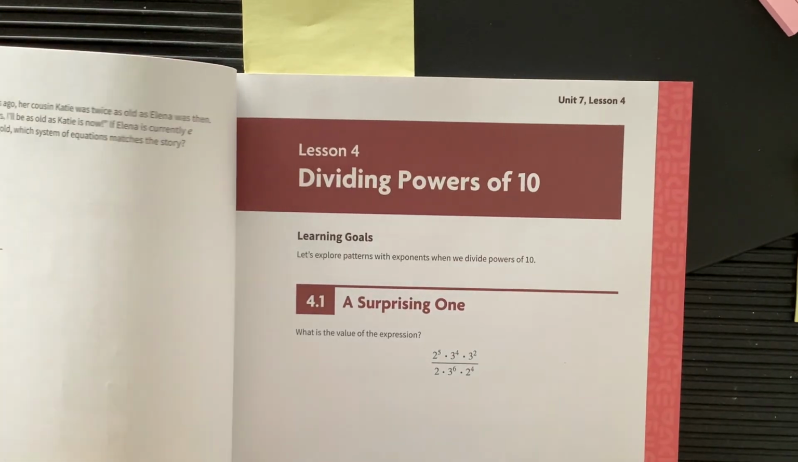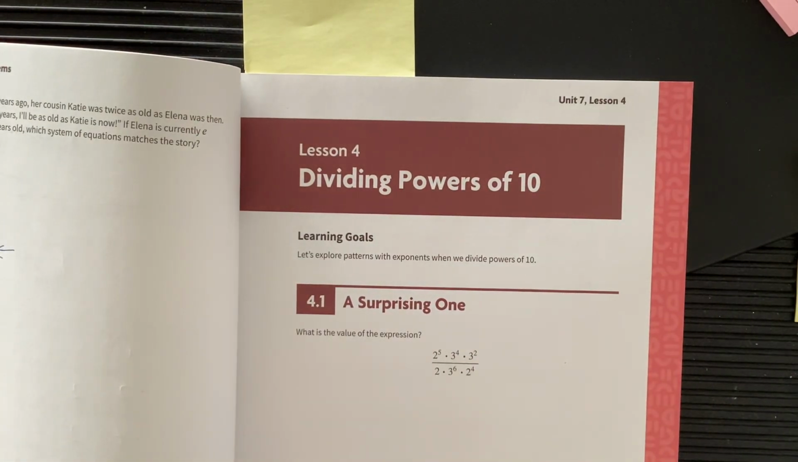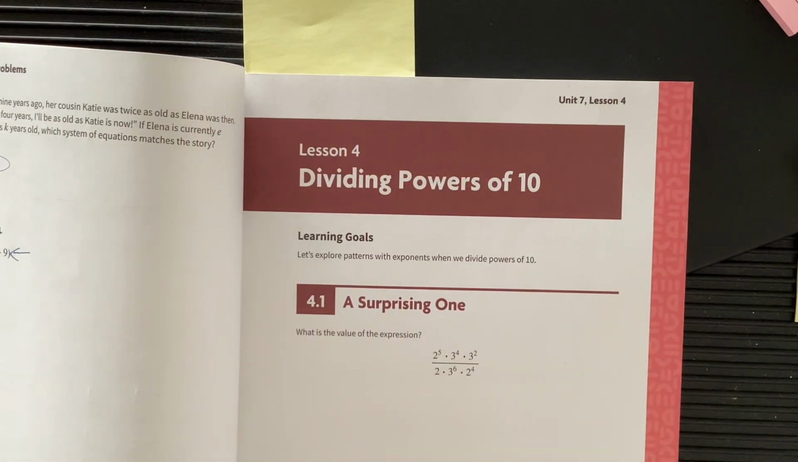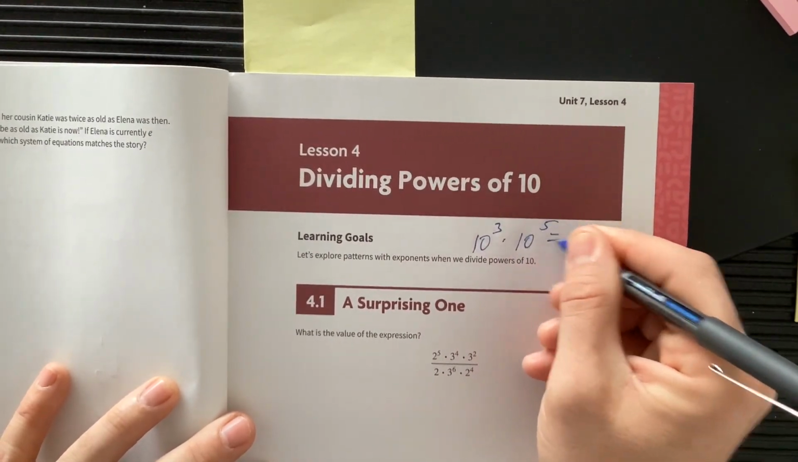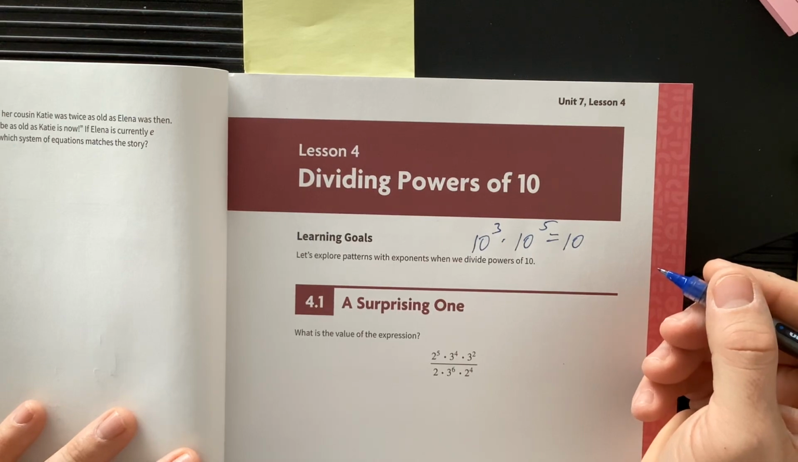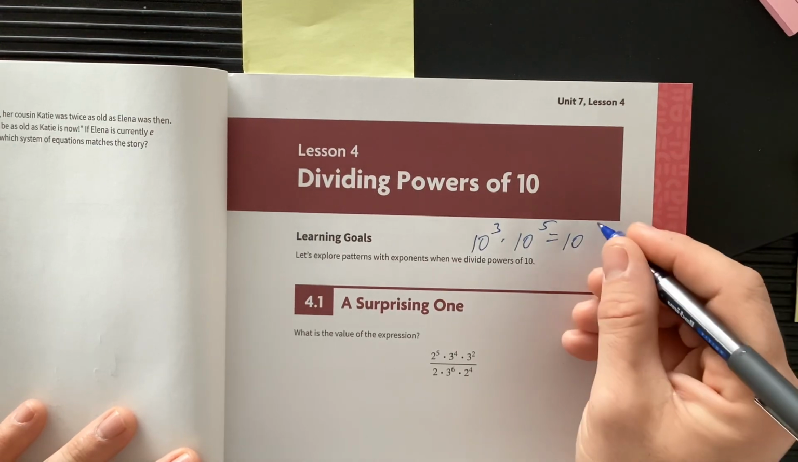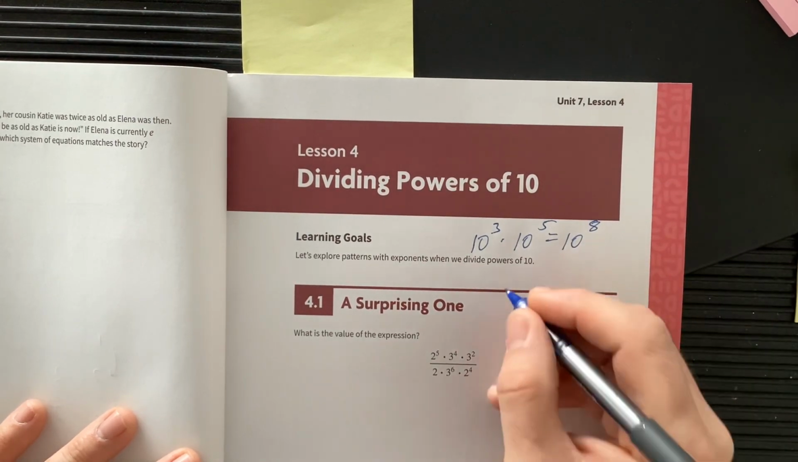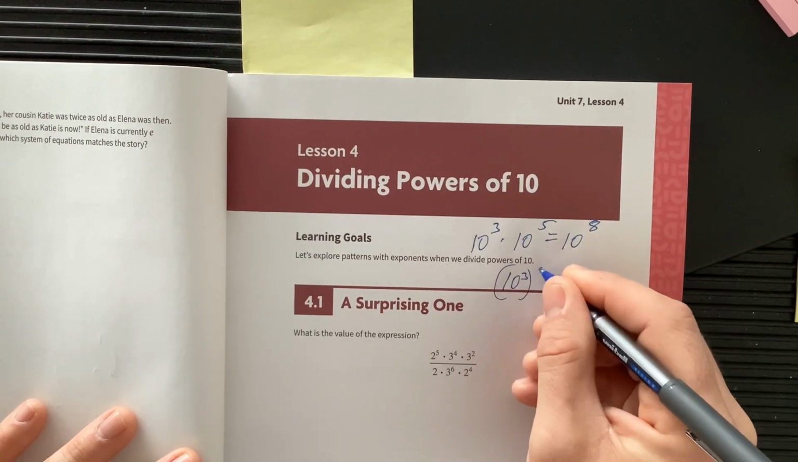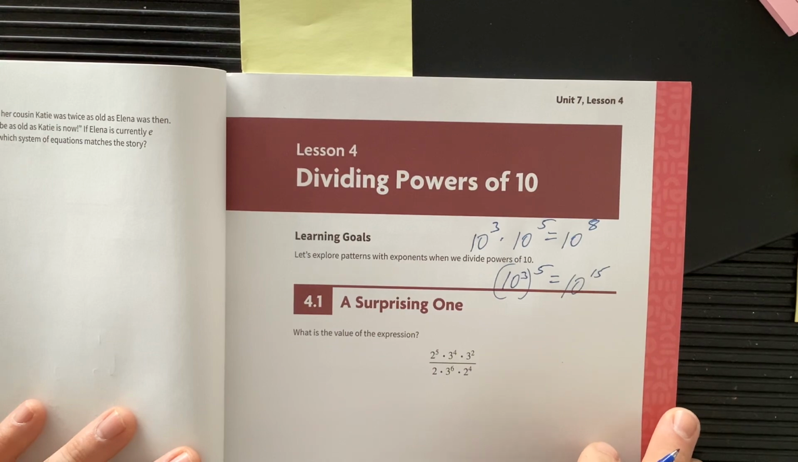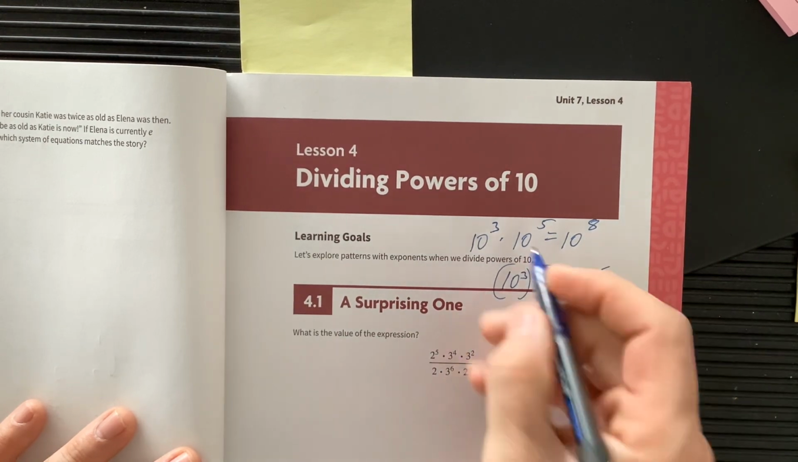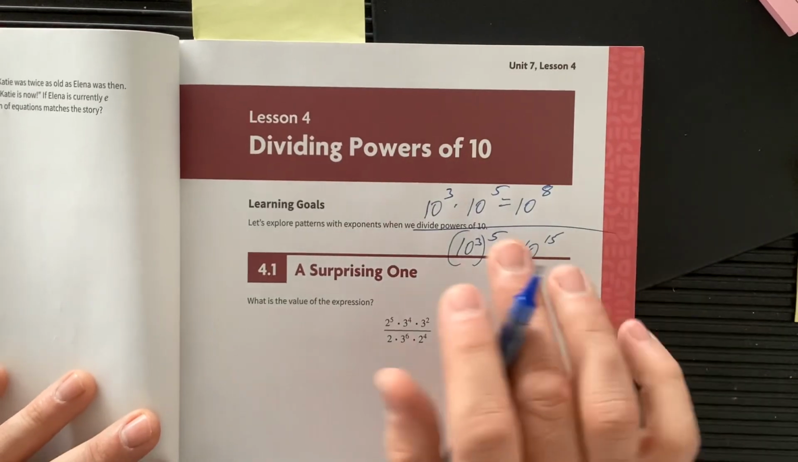All right, dividing powers of 10. You might even be able to predict what this will look like. When we multiplied powers of 10, just a reminder, 10 to the third times 10 to the fifth, we said it was 10 to the eighth. Not to be confused with 10 to the third 5 times, which is 10 to the 15th. That's what we covered so far, right? Those are different, but those are the rules we've talked about.